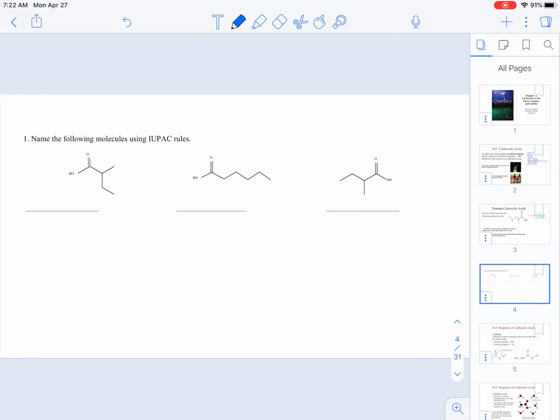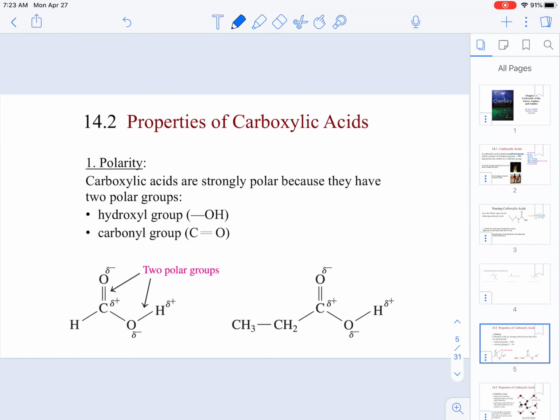In order to practice naming carboxylic acids, I'm going to do the first 2 problems in the worksheet. So, in the first molecule, we have to find the longest carbon chain. And as you can see, here I'm going to start on carbon 1. This is carbon 2, carbon 3, carbon 4. So, I'm going to write the word underneath the line.